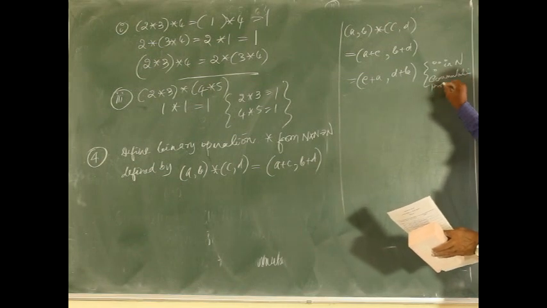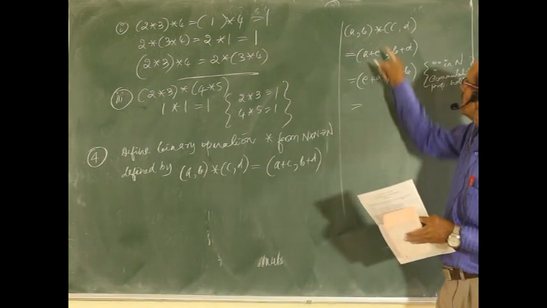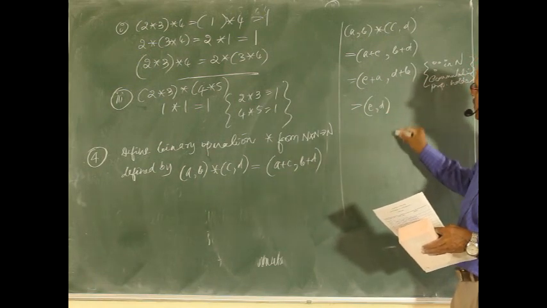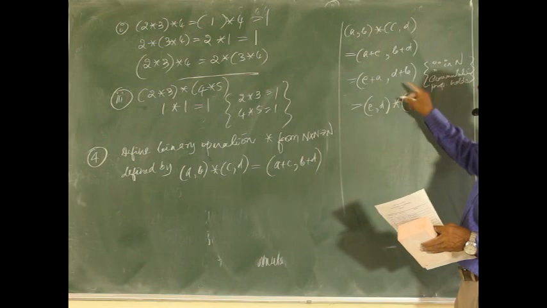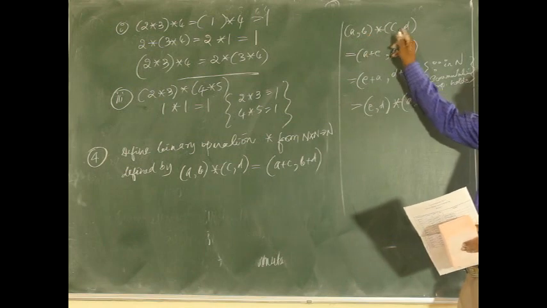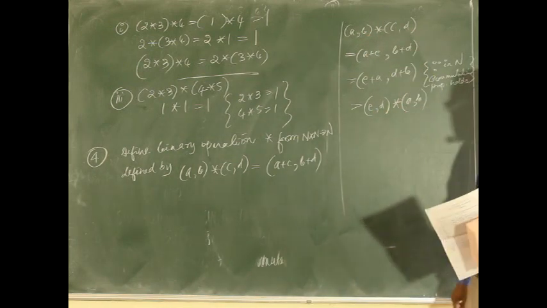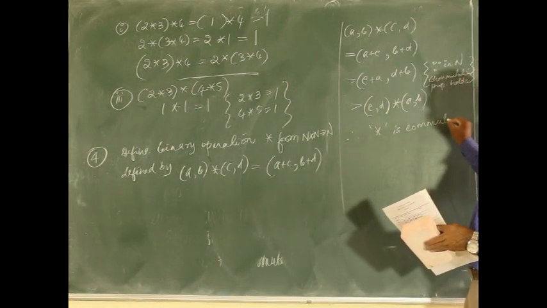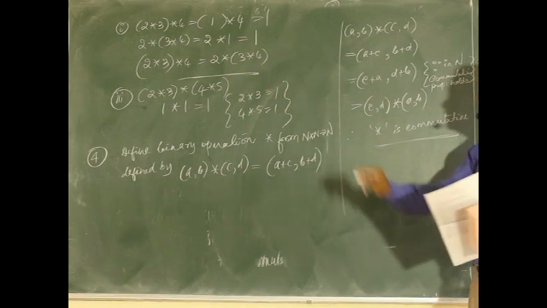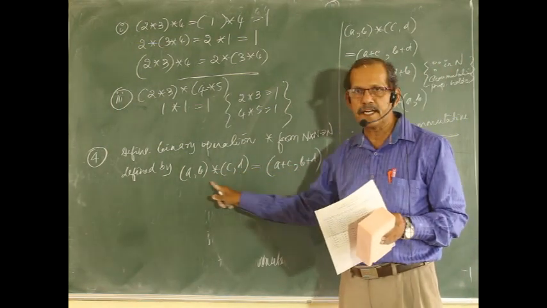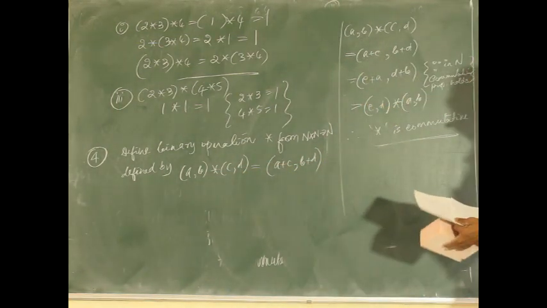So you can interchange the number, no doubt. But according to the definition, this is c comma d star a comma b. Starting with a comma b star c comma d, we get c comma d star a comma b. Therefore, star is commutative. Instead of two elements, you have two ordered pair, that's all. Now associative, do it carefully.